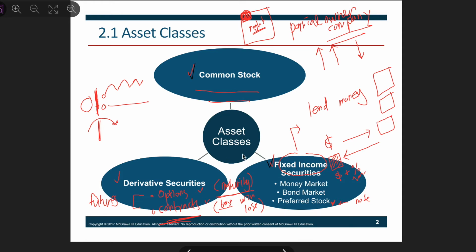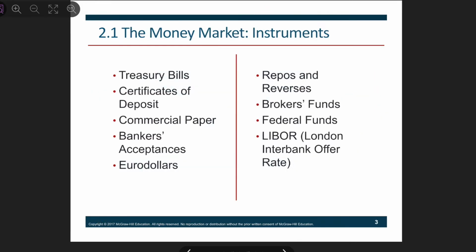Okay, so we have 3 asset classes and they have different forms. Fixed income gives you interest, and it is fixed and the value doesn't change. With common stock, you purchase the right, and the value changes with the company's value. And the derivative securities, we're going to talk about later, and it's about the future. Okay, next slide. So in the money market, what do we have?